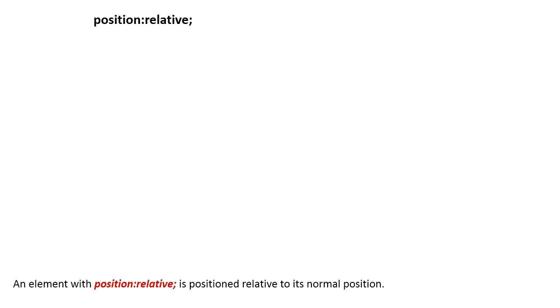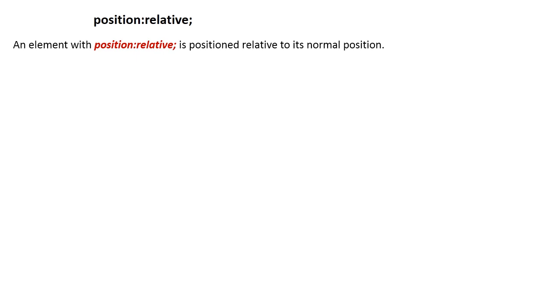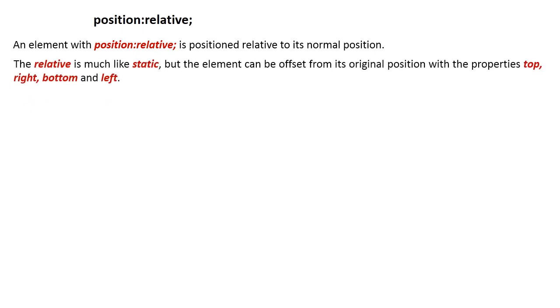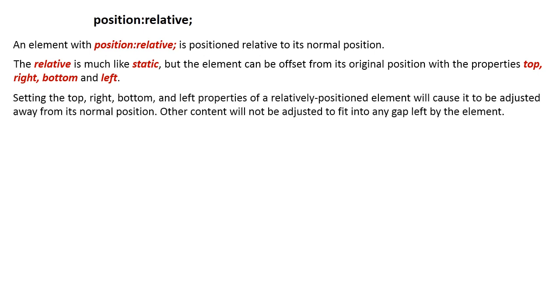Our next discussion is when the position is relative. An element with position relative is positioned relative to its normal position. The relative is much like static, but the element can be offset from its original position with the properties top, right, bottom, and left. Setting the top, right, bottom, and left properties of a relatively positioned element will cause it to be adjusted away from its normal position. Other content will not be adjusted to fit into any gap left by the element.